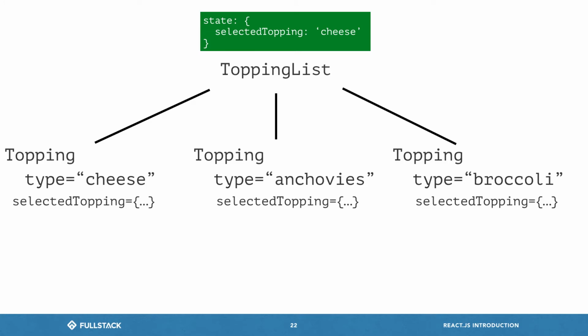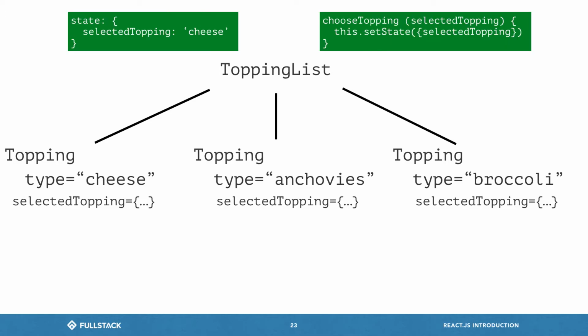So now, though, we need a way to change it. So now we have a choose topping function that we have inside of topping list. Choose topping allows us to update the state. So this.setState, and we want to change the selected topping to whatever the argument of this function is.